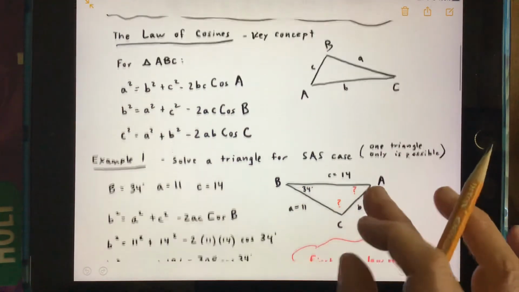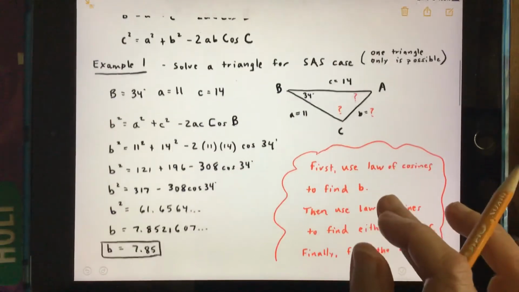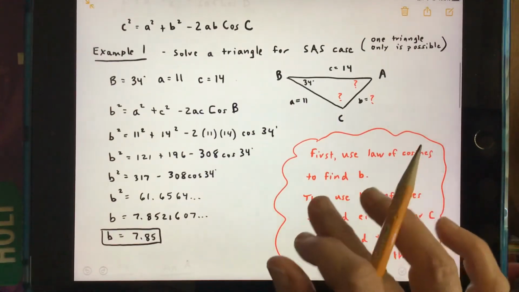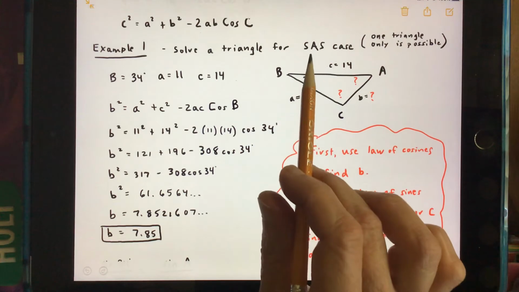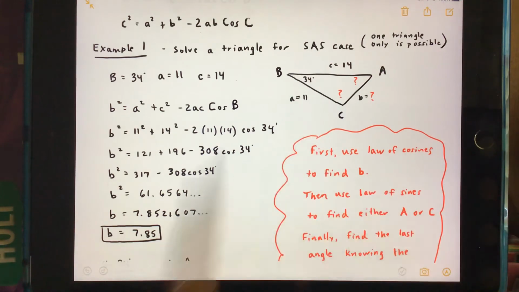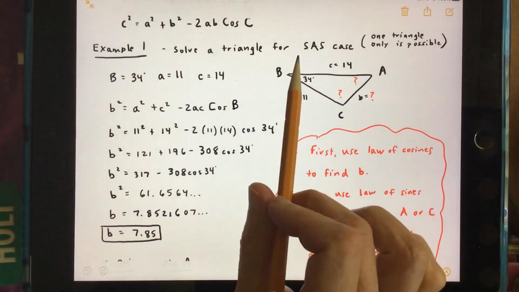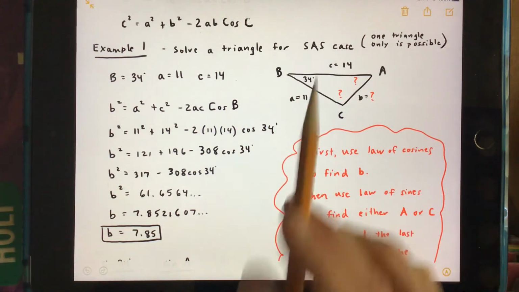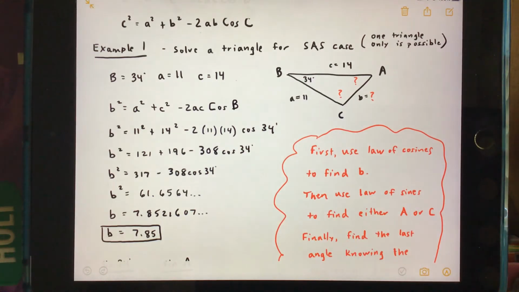So let's go ahead and look at example 1, solve a triangle for the SAS case. There will only be one triangle possible because if this angle is included in between these two sides, there's no other possible way the triangle can be drawn other than put this side, this angle, this side, and the rest of it will fall into place with no other possible ways it can be drawn. So for each of these triangles we're working with today, SAS and SSS, there will only be one possible triangle.